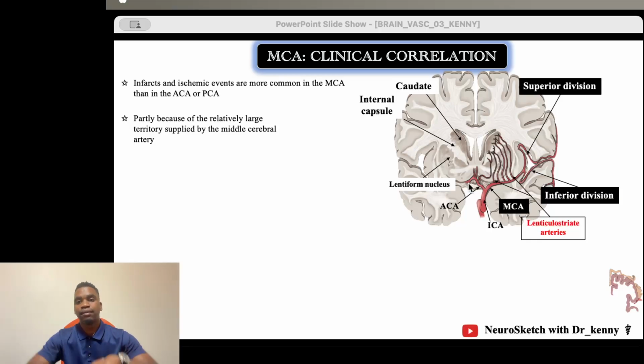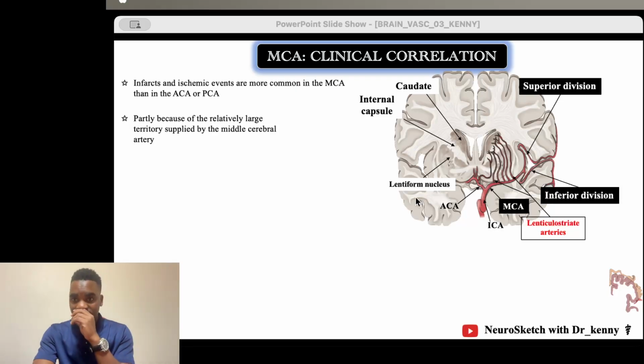That's roughly what I was implying here. Because the middle cerebral artery will supply the bigger part of the cerebral hemisphere, the probability of finding a pathology in the middle cerebral artery, or the territories that are supplied by it, is higher than in any other arteries.